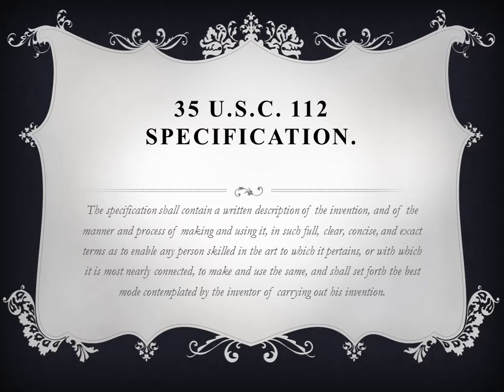35 U.S.C. 112 Specification. The specification shall contain a written description of the invention and of the manner and process of making and using it in such full, clear, concise, and exact terms as to enable any person skilled in the art to which it pertains, or with which it is most nearly connected, to make and use the same, and shall set forth the best mode contemplated by the inventor of carrying out his invention.